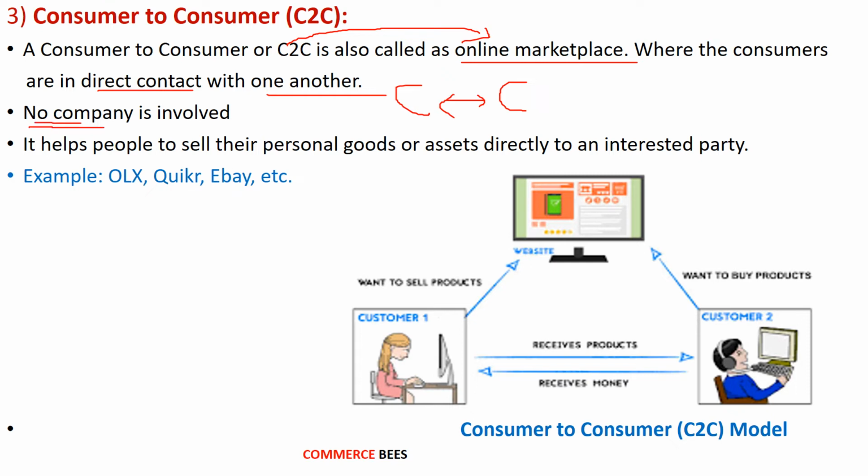It helps people to sell their personal goods or assets directly to an interested party. Here one consumer is selling his goods or assets to another consumer. If we take examples like OLX, Quikr, eBay, these are the C2C e-commerce websites where two consumers are buying or selling their goods or services. Here is the diagrammatical representation of the consumer to consumer or the C2C model.